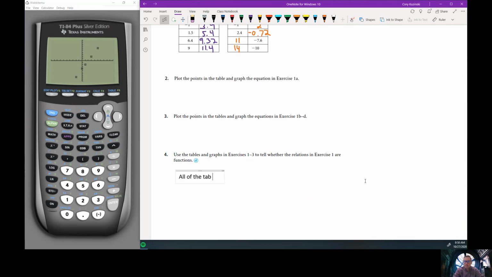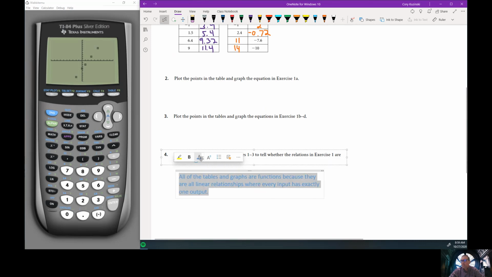All of the tables and graphs are functions because they are all linear relationships where every input has exactly one output. You don't have to be linear to be a function, but all linear relationships are functions with the exception of vertical lines. So that should get the job done for us.